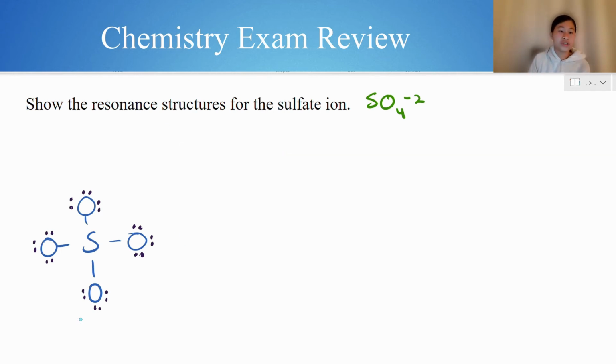Now we want the formal charges to be closer to 0, or basically at 0. So what we're going to do is make double bonds. So let's do this transfer over here and draw another 2 from over here.